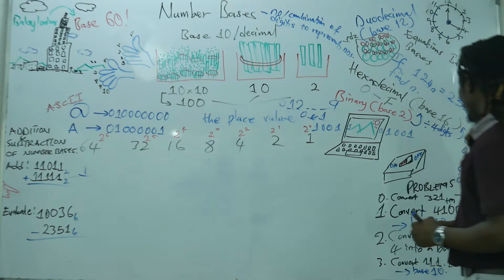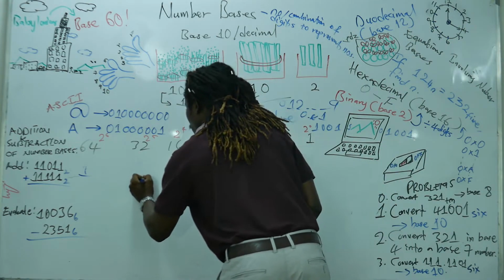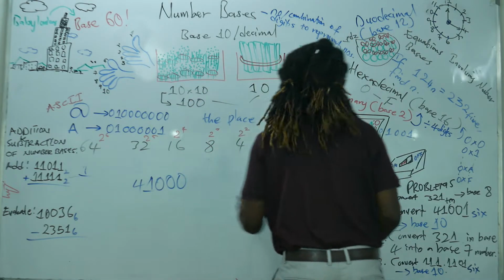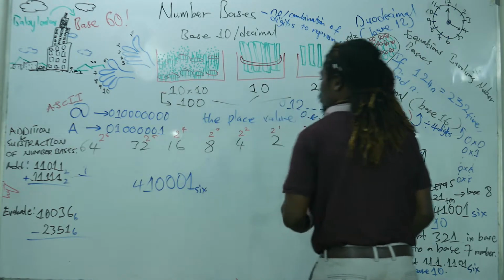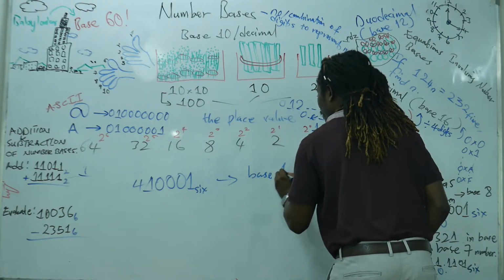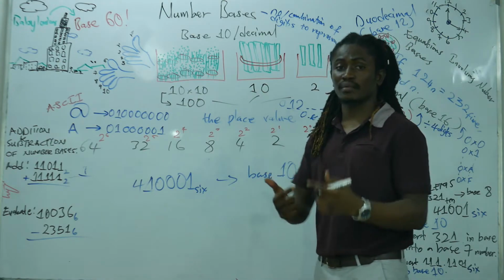So we have here: convert the number 4, 1, 0, 0, 0, 1 in base 6 to base 10. To a number in base 10. Right? How it will be represented if we are counting in base 10.